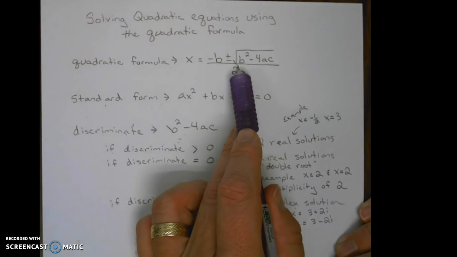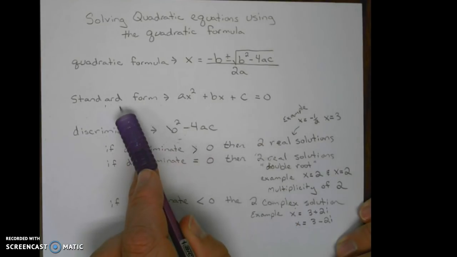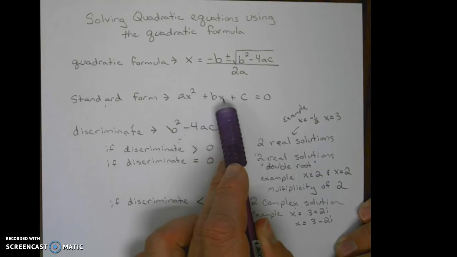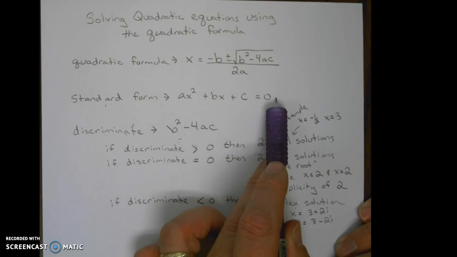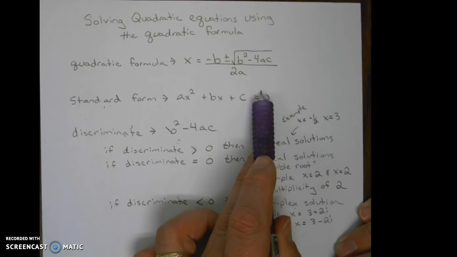Before we can use the quadratic formula, we must make sure that our equation is in standard form. So we want to set our equation up like this. Again, we set it equal to 0 because remember, the solutions are located on the x-axis and those points have a y value of 0.